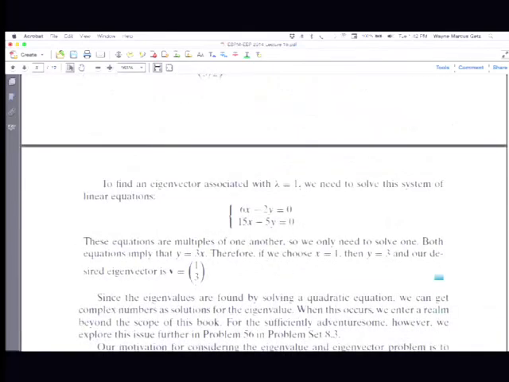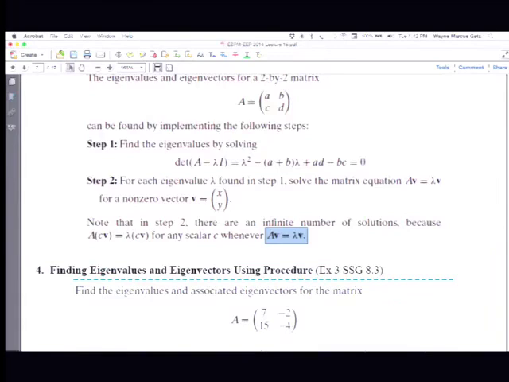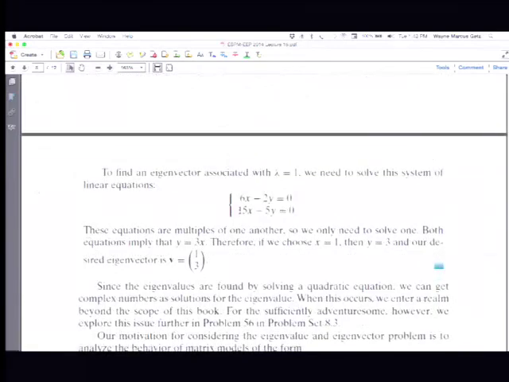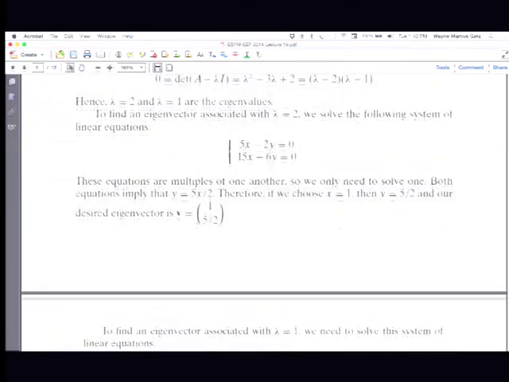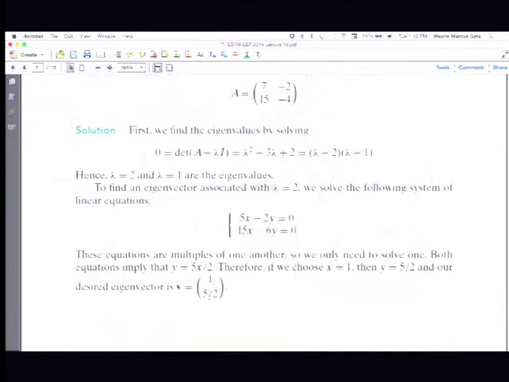Now for the case lambda equals 1, we can go back to this equation, and we can say A minus lambda I, and we can calculate that matrix, and that will give us 2 equations. 6x minus 2y is equal to 15x minus 5y. You'll see if we multiply the top equation by 2.5, then we get the bottom equation. So again, there's only one equation, and when you solve that, if we choose x equal to 1, then y is equal to a third. So when lambda is equal to 1, the eigenvector can be written as (1, 1/3), and when lambda is equal to 2, the eigenvector can be written as (1, 5/2).